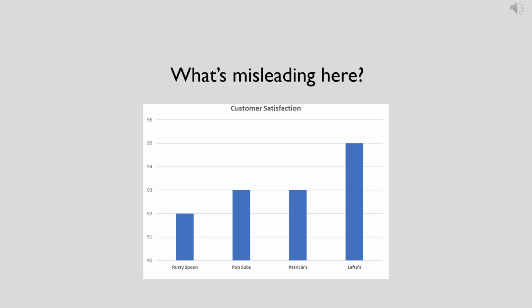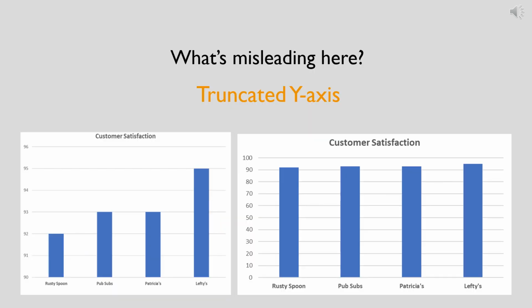And so somebody who was on the payroll of Lefties and wanted to suggest to you that Lefties has much, much higher customer satisfaction ratings than other local restaurants, they might try to dupe you by showing you what's called a truncated graph. And so it's truncating the y-axis.